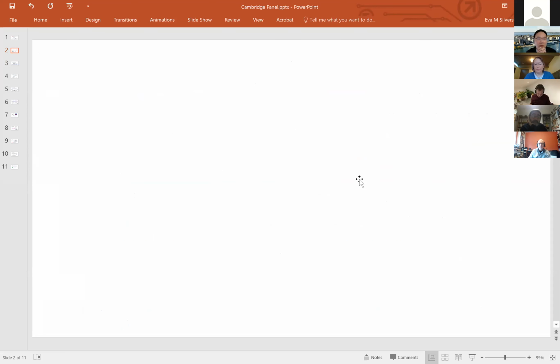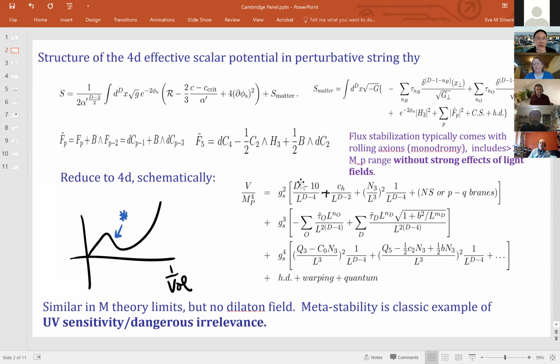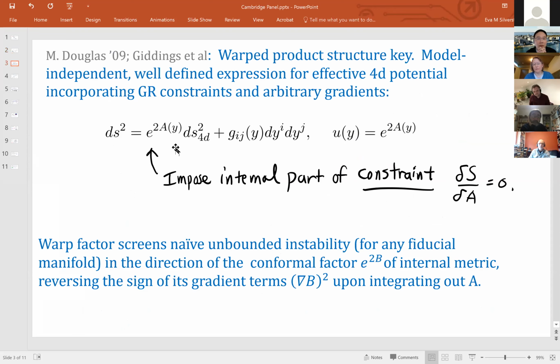I want to stress that in addition to this kind of list of different stress energy sources, there's a key role played by the warped product structure of the extra dimensions. And I think maybe my favorite landscape paper is this one by Mike Douglas in 2009 that laid out the form of the 4-dimensional effective potential and how the warp factor prevents certain instabilities that would naively be there. It basically screens localized sources of unbounded negative energy.